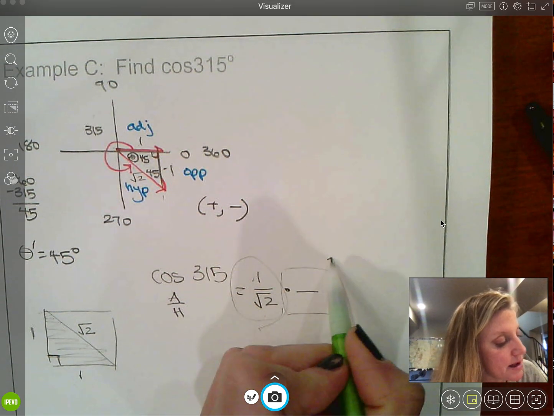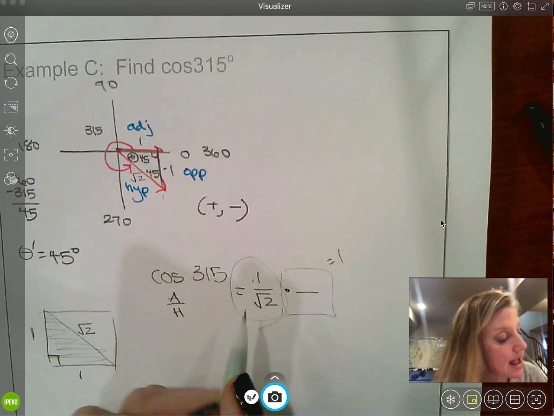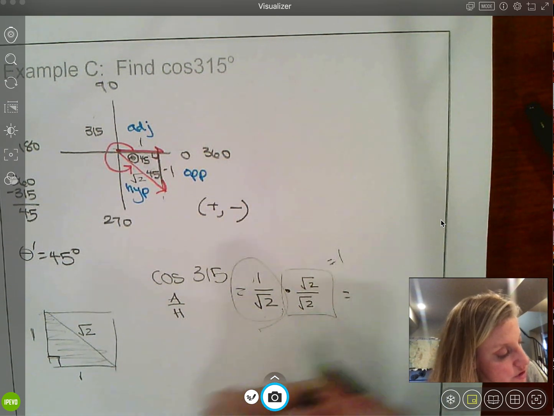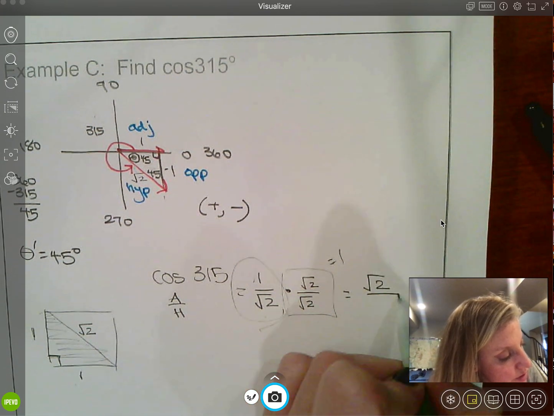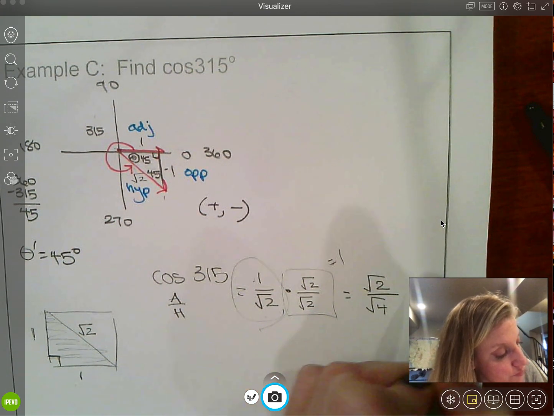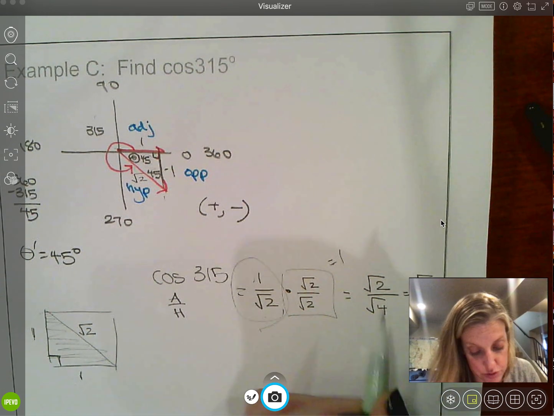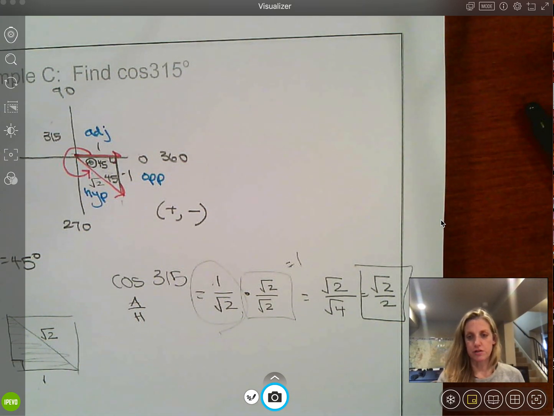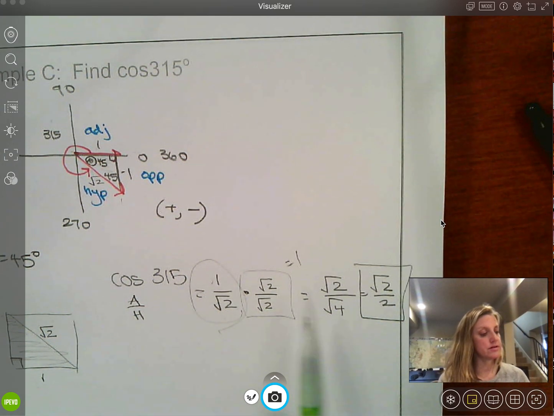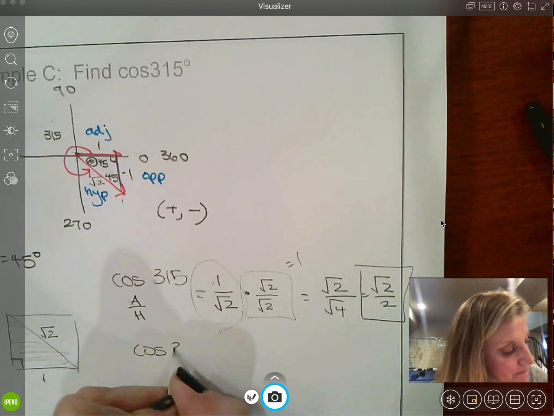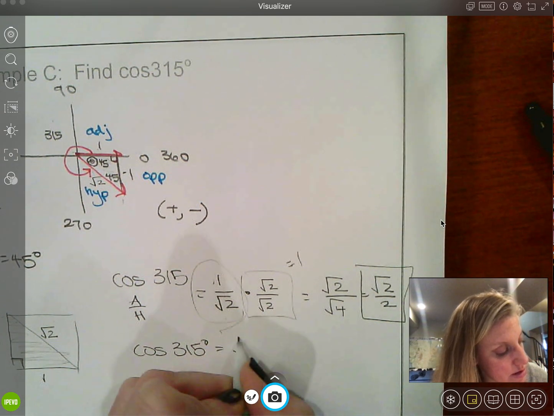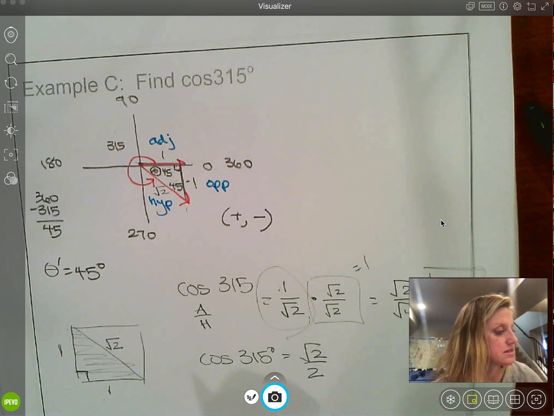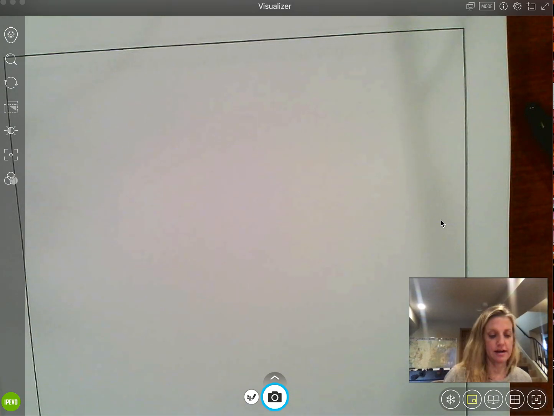Remember, you multiply by a fraction that's equivalent to 1, and you would pick that root to put on the top and the bottom. So equivalent to 1. 1 times root 2 is root 2. Root 2 times root 2 is root 4. And we know square root of 4 equals 2. So our final answer here is actually square root of 2 over 2. So the cosine of 315 degrees equals the square root of 2 over 2. And believe it or not, you guys, by doing this trig, you are on the stepping stones of calculus. It's really kind of cool to see.